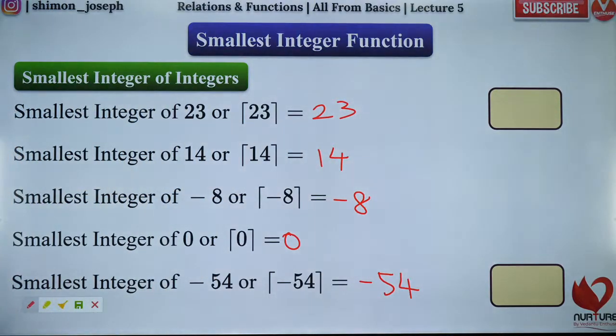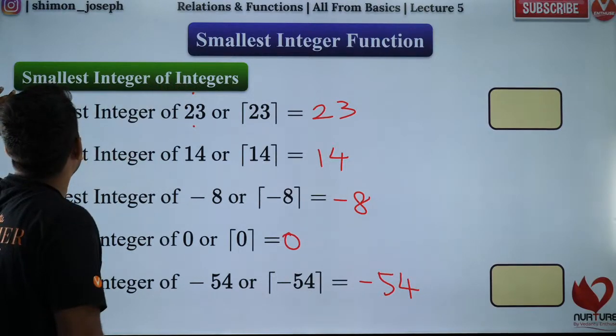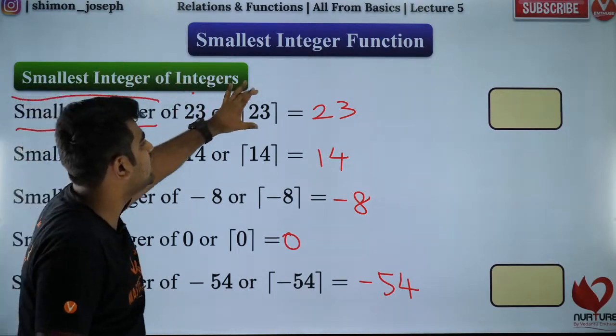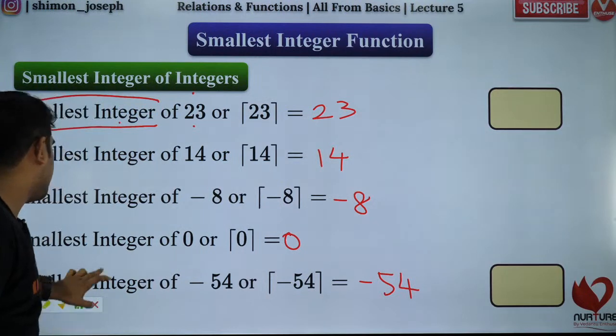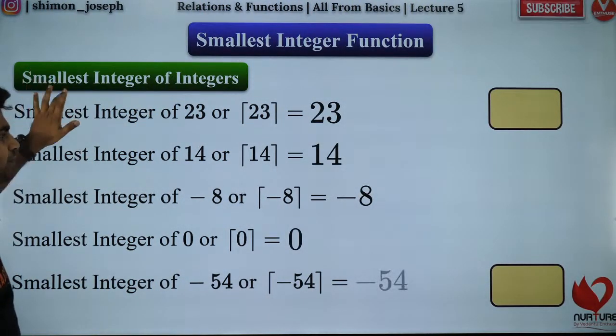That is amazing. Clear? Fantastic, people. So whenever you have an integer and you are finding the smallest integer function, it is equal to the same number itself. Now let's move forward and have a look at something extra.